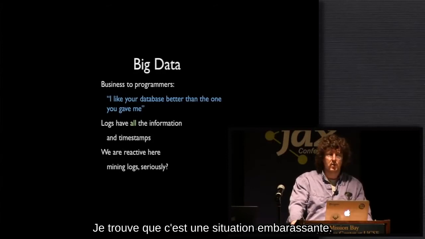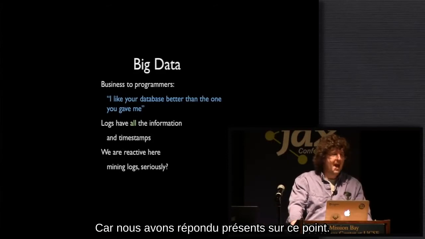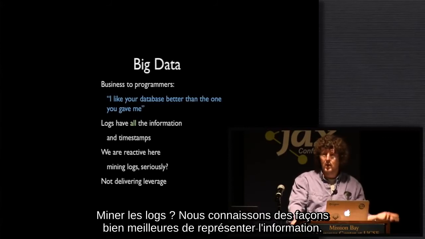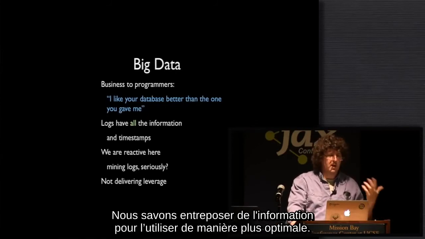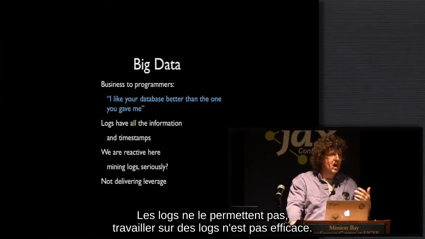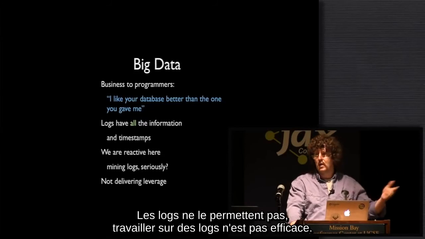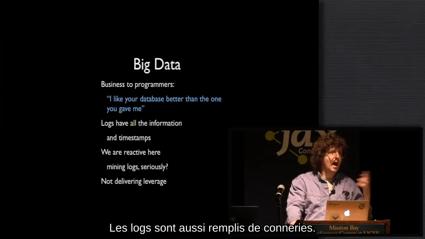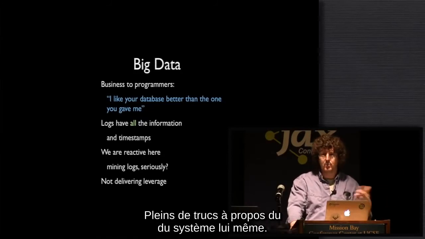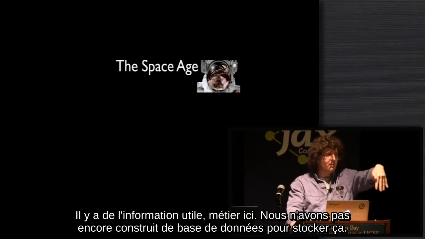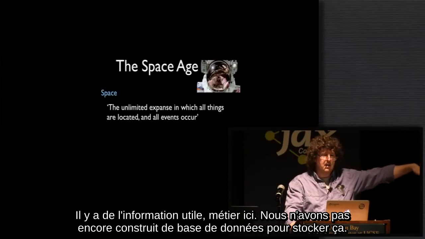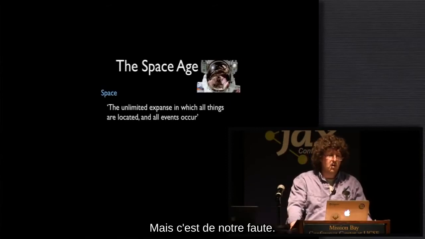But I think it's really sort of a shame here because we're being reactive in this area. Right? Mining logs, we know much better ways to represent information. We know how to store information in ways that are leverageable. Right? Logs are not that. MapReduce over logs are not that. Logs are full of crap too, right? They're full of stuff about the program operation itself. There is business value information in there. We haven't built databases to store that yet. But that's sort of our fault.